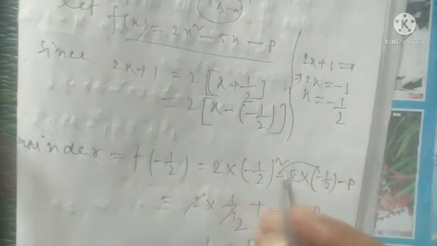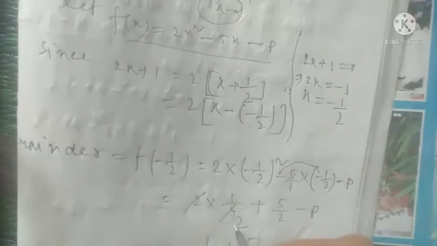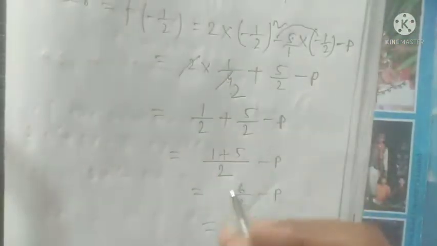Then if you put the value of x, it will be 2 into (minus 1 by 2) square plus minus 5 into minus half minus p. 2 into 1 by 4 plus 5 by 2 minus p. 2 into 1 by 4 is 1 by 2, so 1 by 2 plus 5 by 2 minus p. If you take the LCM of 2 and 2, you get 2, and the numerator will be 1 plus 5 by 2 minus p. So it will be 6 by 2 minus p, so it will be 3 minus p.